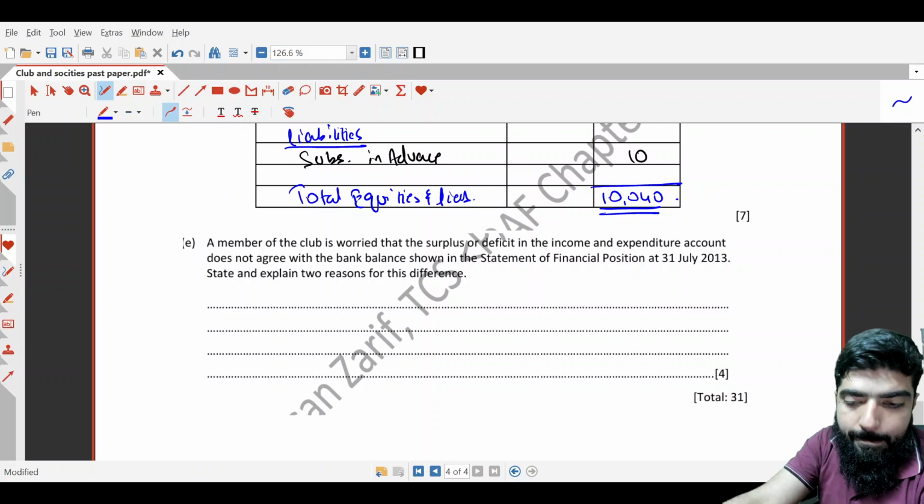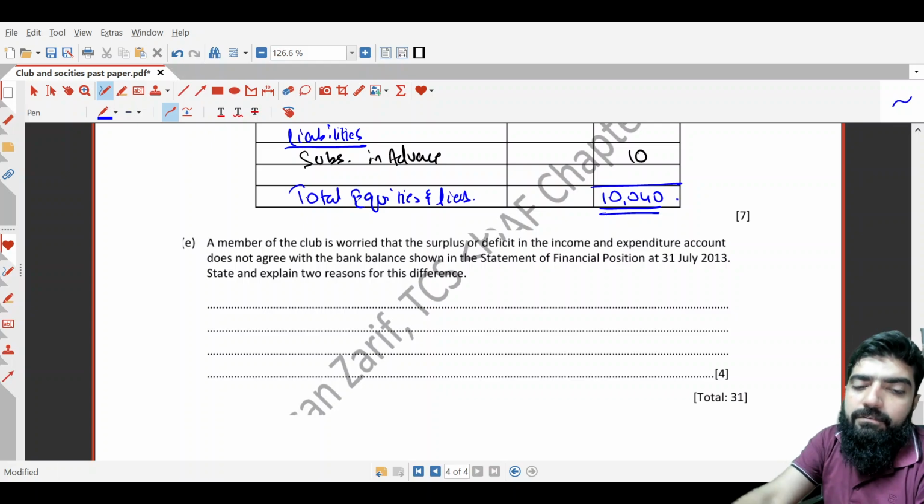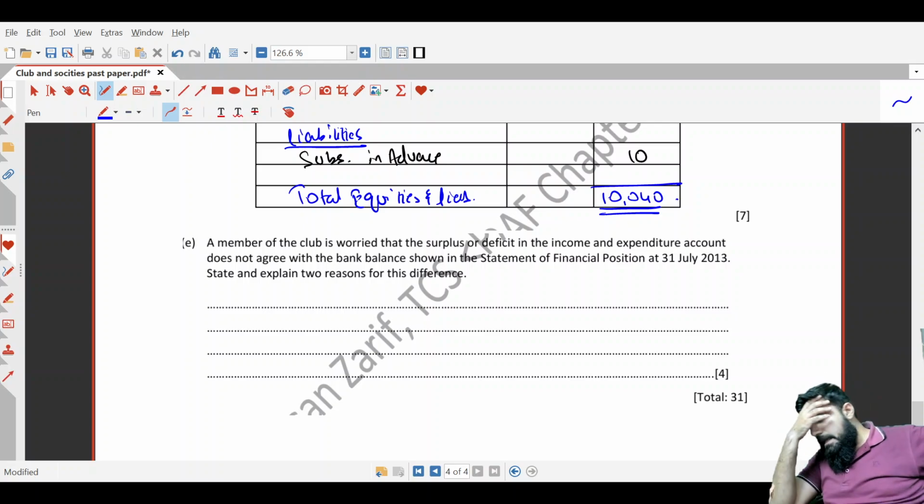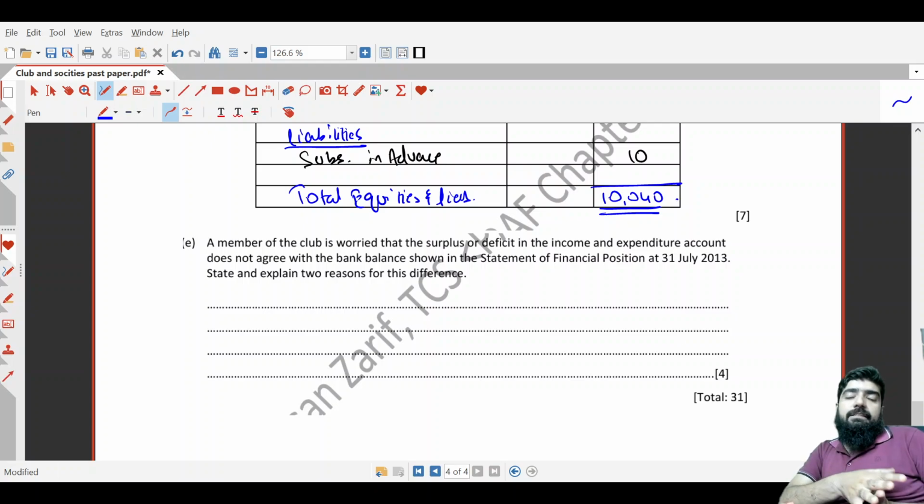I need to read the question again because you won't be in the exam all the time. A member of the club is worried that the surplus or deficit in the income and expenditure account does not agree with the bank balance shown in the statement of financial position. It means that the bank balance shows that we have, let's say, 500,000 rupees, but the income and expenditure account shows a different amount. Why?